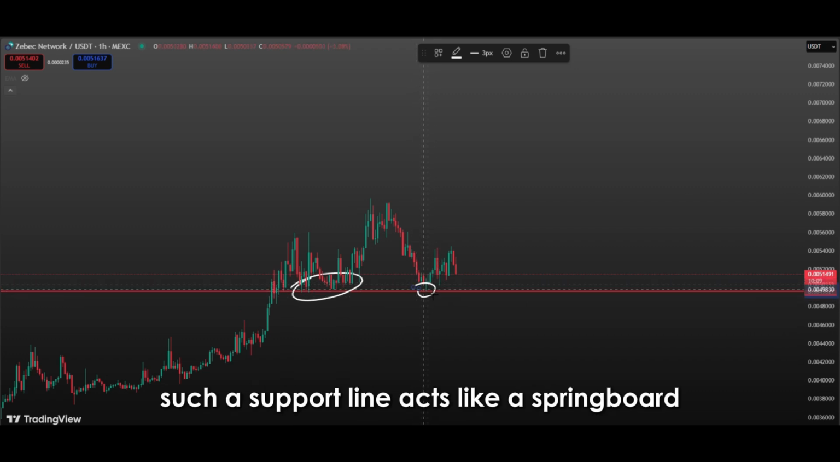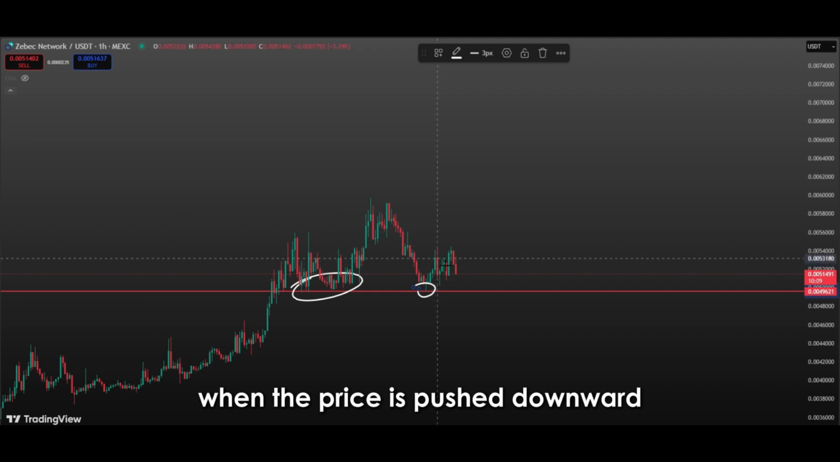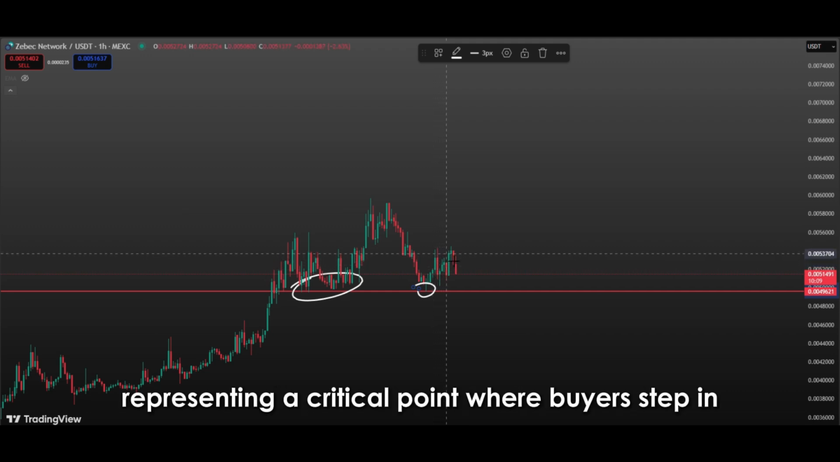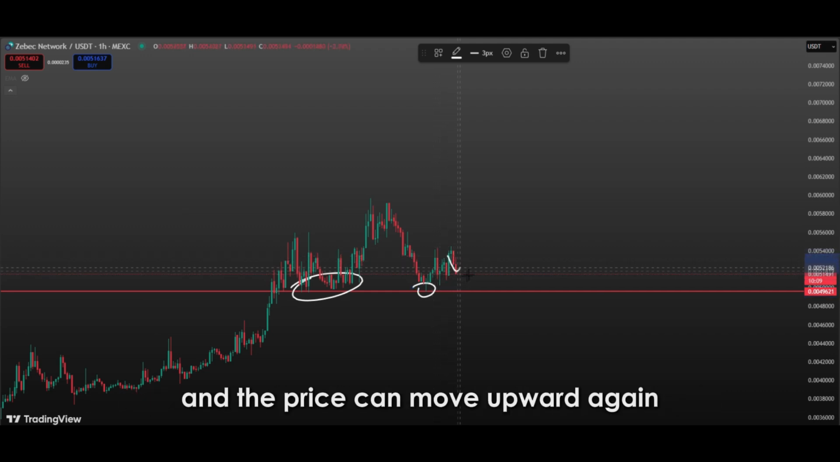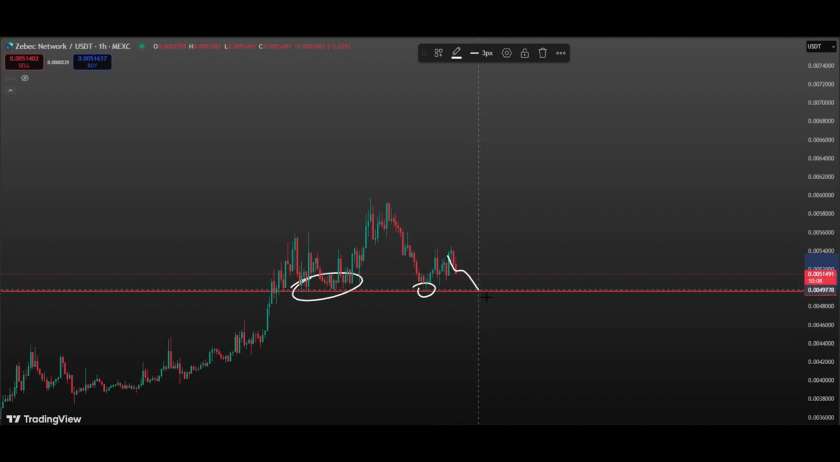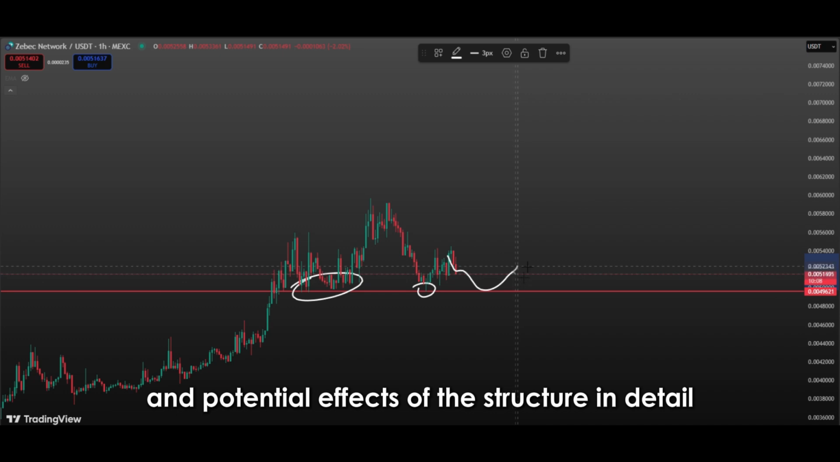Such a support line acts like a springboard when the price is pushed downward, representing a critical point where buyers step in and the price can move upward again. Now let's examine the importance, function, and potential effects of this structure in detail.